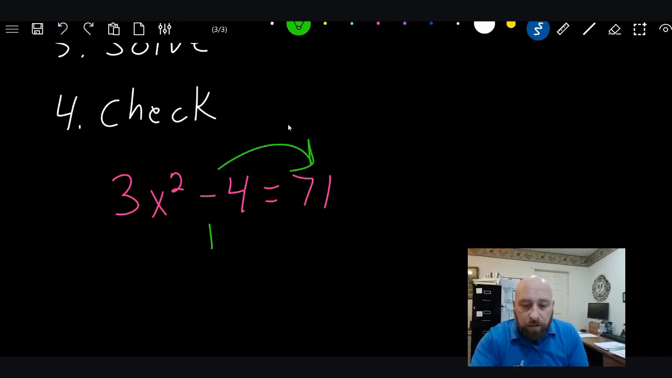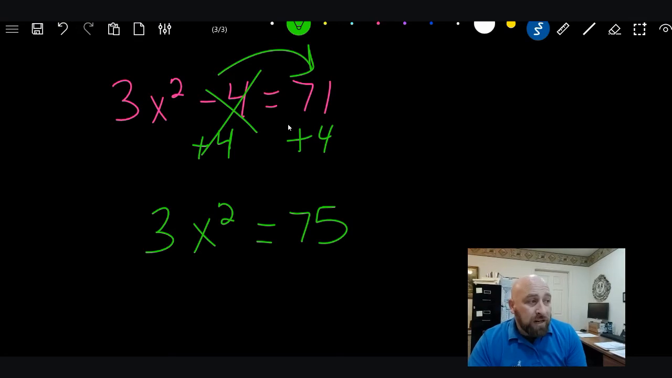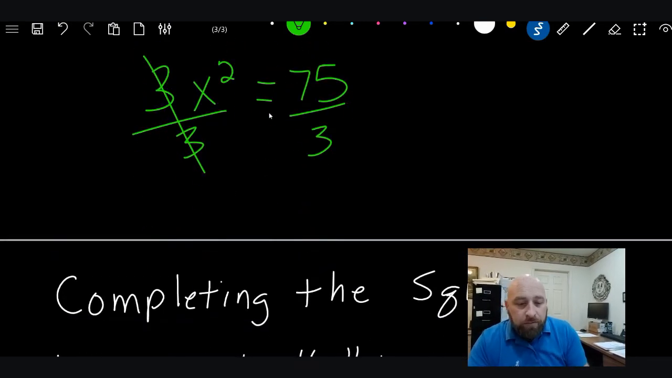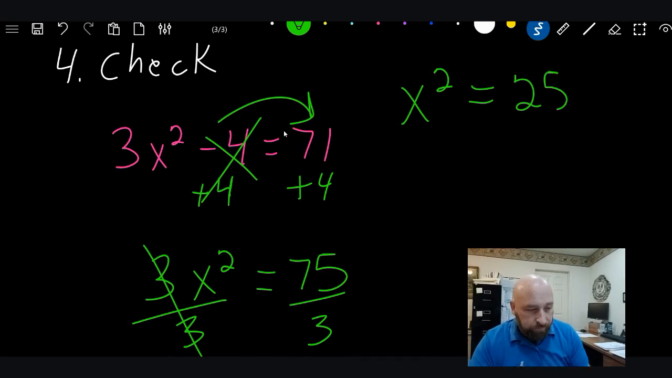Wait a second, what's going on here? Let's try that again. Move this -4 to the other side. And then it's going to cancel, and we're going to get 3x squared equals 75. But again, we're trying to isolate the square. So we want to isolate this. So we want to divide both by 3, and that's going to give us x squared equals 25.